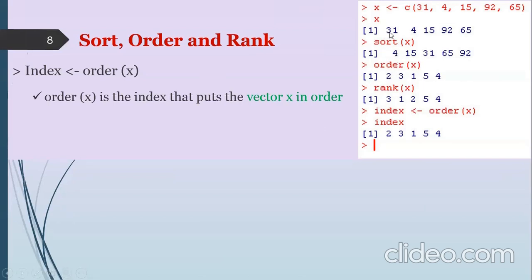And what is actually rank? Rank is actually this thing. Like, this should be at third number, this should be at first number, this should be at second number 15, and this should be at fifth number, and this should be at fourth number. So it is the actual rank of this thing.